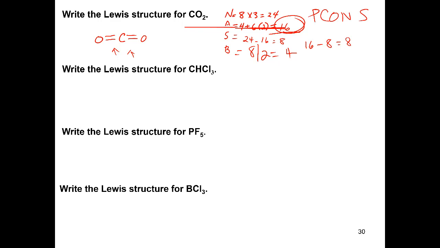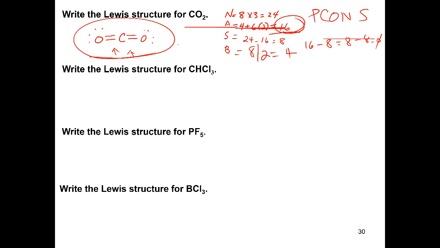an octet. So my carbon already has one, right? Because it's got 4 bonds, which is 8 electrons. My oxygen has 4 electrons, so it needs 1, 2, 3, 4. And same thing for this one over here, 1, 2, 3, 4. So I just added 8 more, and that leaves me 0. So I'm done. So that is my Lewis structure for CO2.